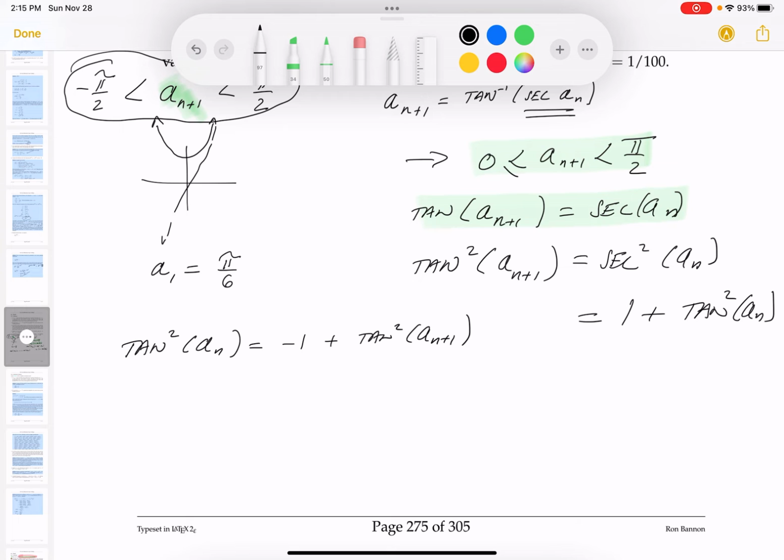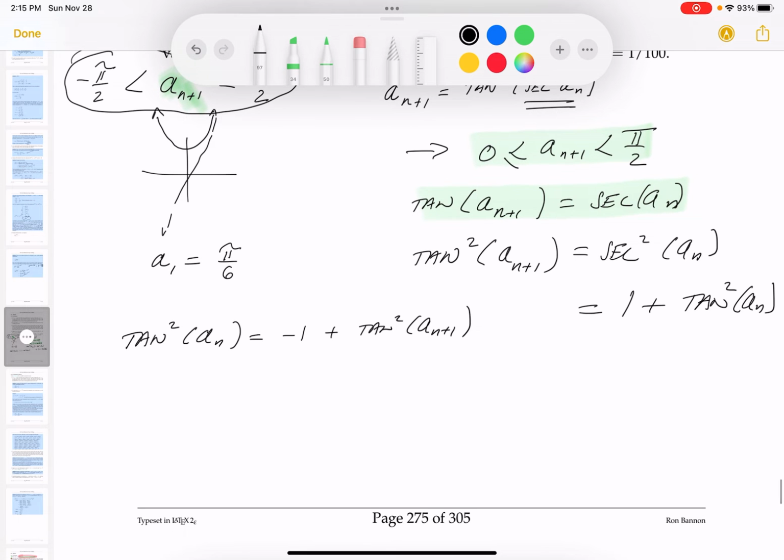So the tangent squared of pi over 6, well, pi over 6 is 180 degrees over pi. The pi's cancel. And what do you get there? You would get 30 degrees. I just want to remind you, 30 degrees sort of looks like this over here, 1, root 3. So that's going to be 1/3 equals -1 plus the tangent squared of A2.